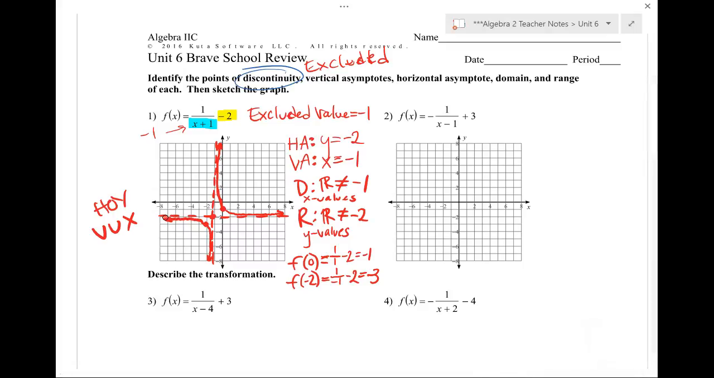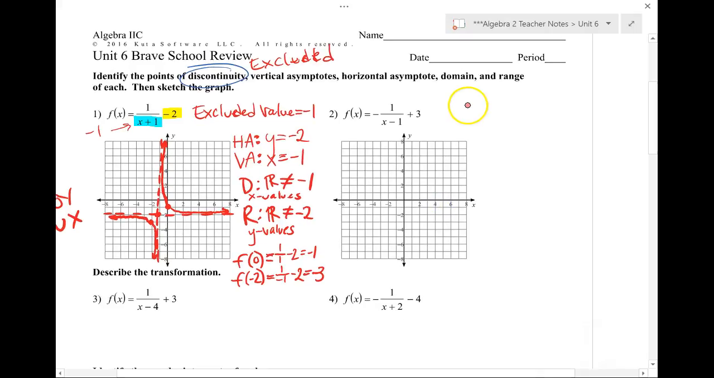Okay, now for the next one. We're going to go through this one a little bit faster. So now here we have an excluded value. Let's find our excluded value. Our excluded value comes from our denominator. And remember, x is a liar, so it is equal to +1, because x minus 1 is 0. Now for our horizontal asymptote, it comes from this number outside here, so it's simply y equals 3. And our vertical asymptote, again, comes from the denominator. It's that same number as the excluded value, and x is a liar.